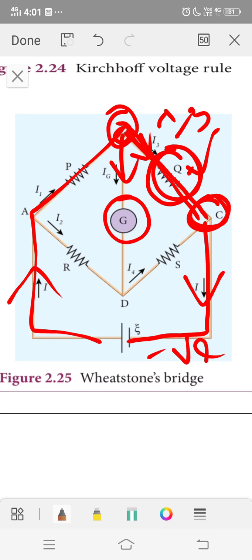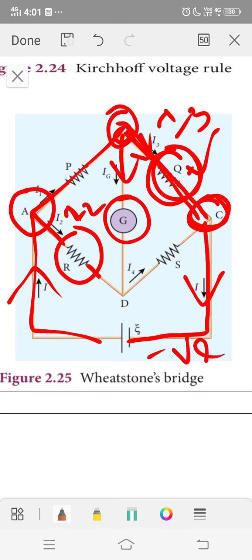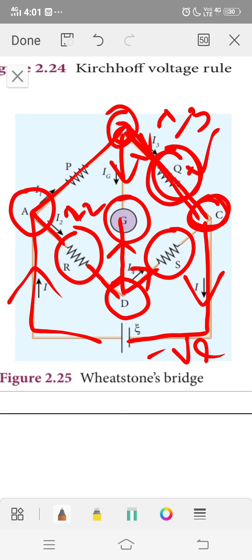In the same manner, at point A, the divided current passes across the resistor R, represented by I2. After leaving the resistor, it reaches point D. At point D the current is again divided, and one part moves along the galvanometer in this direction, while the other split current flows in this direction and crosses the resistor S. The current flowing through the unknown resistor S is represented by I4.